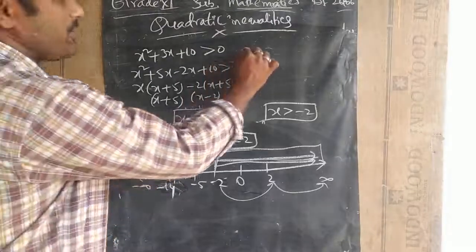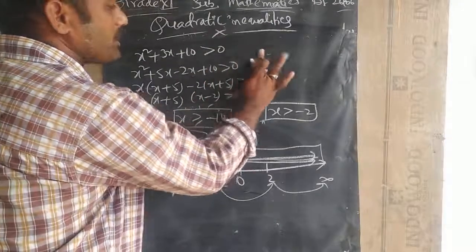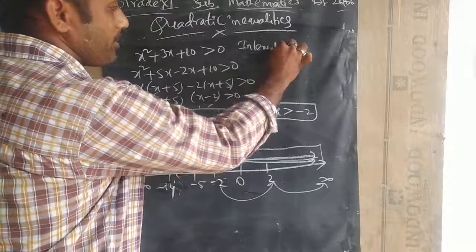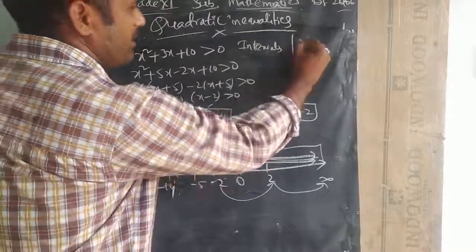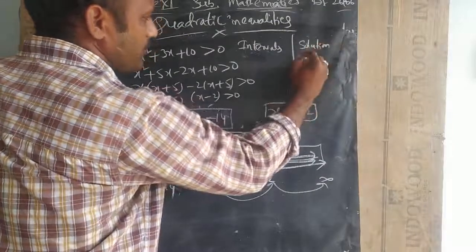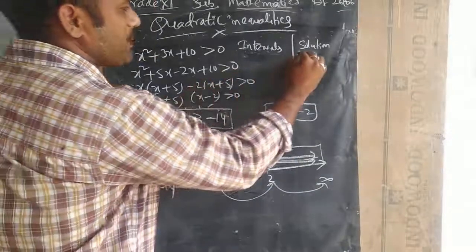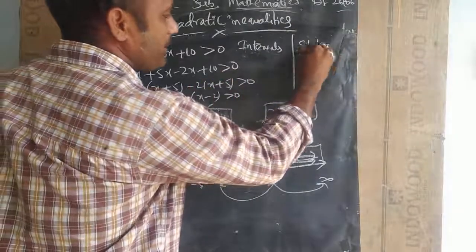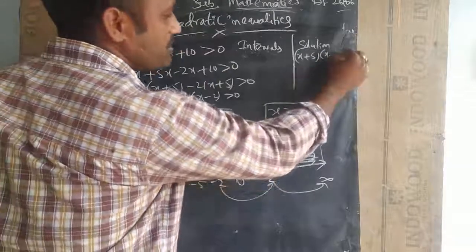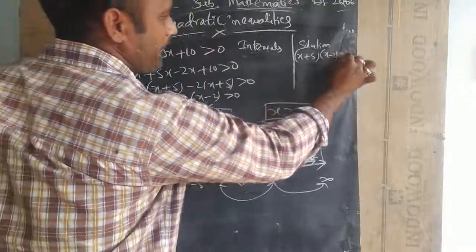So the first interval is minus 2. Let us write the intervals first, and let us talk about the solution. Which solution is correct? X plus 5 into x minus 2. Among these we are checking which solution is correct. Let us check it out.